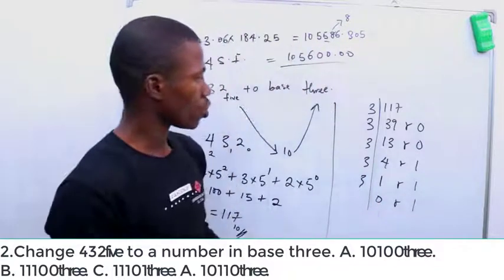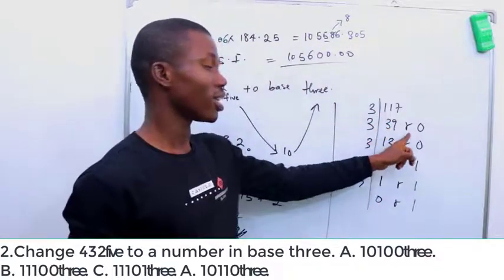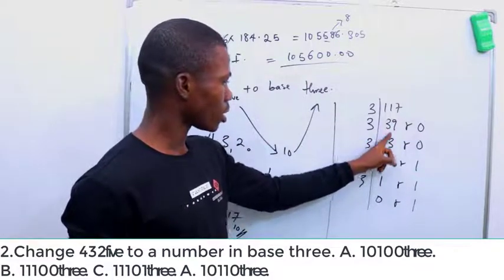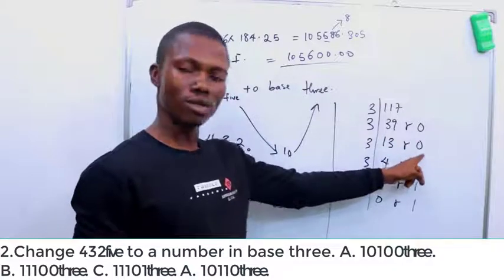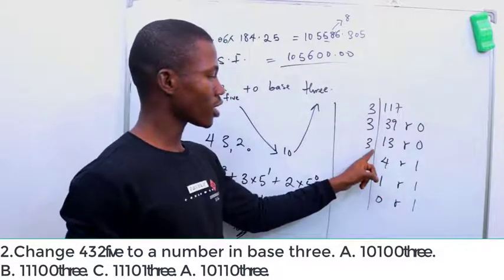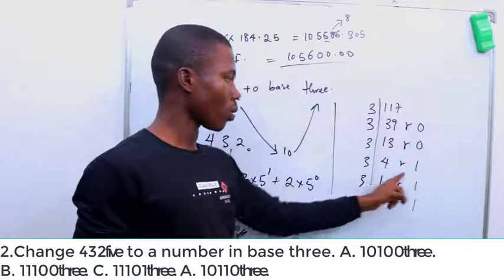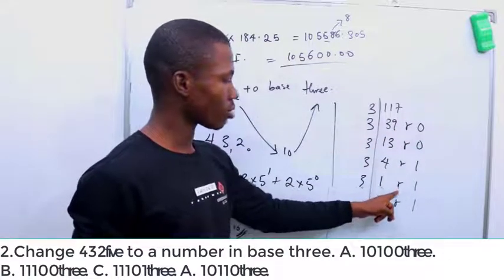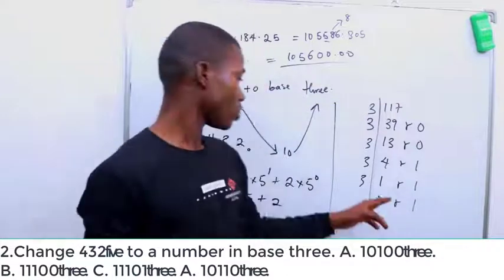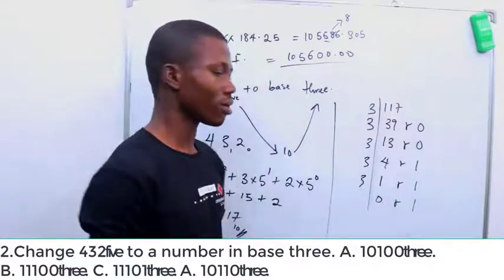Okay? So when 3 divides 39, it gives us 13 with no remainder. If 3 divides 3, 1; 3 divides 9, 3, remainder 0. If 3 divides 13, it will give us 4, because 4 times 3 is 12, remainder 1. If 3 divides 4, it gives us 1, remainder 1. If 3 divides 1, it can't divide 1, so it will be 0, remainder 1.